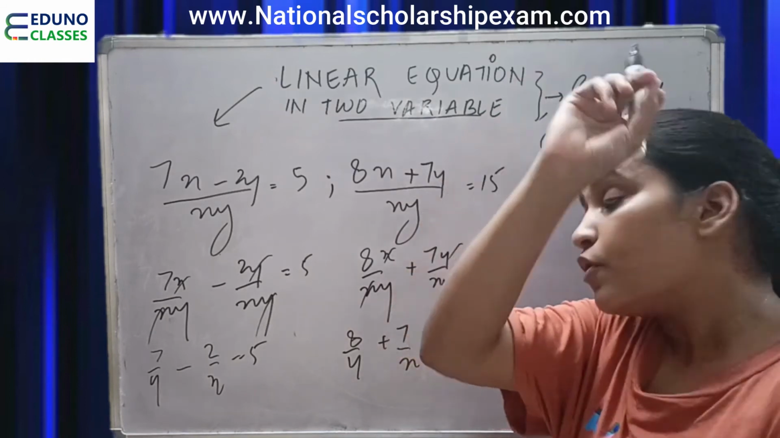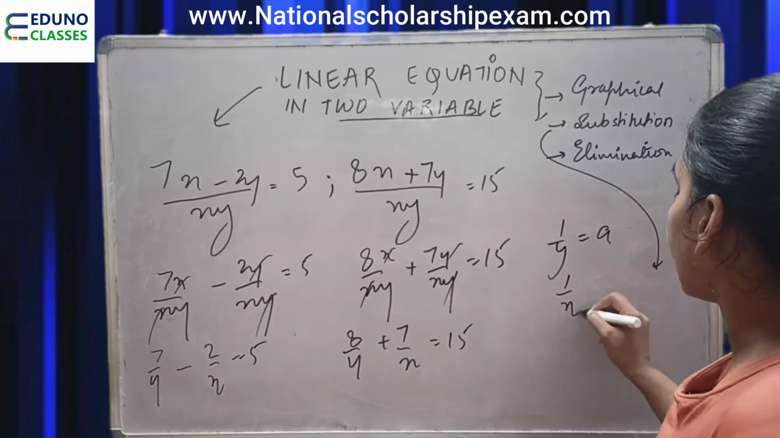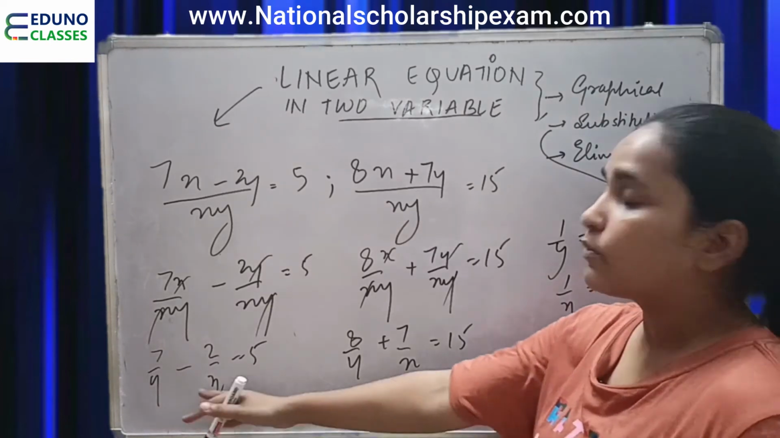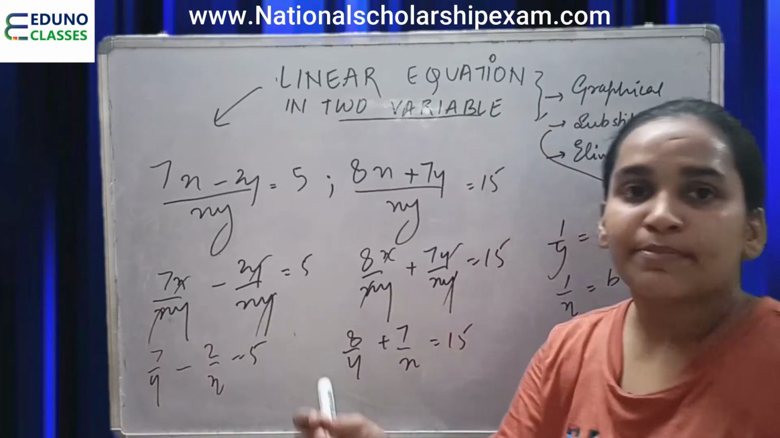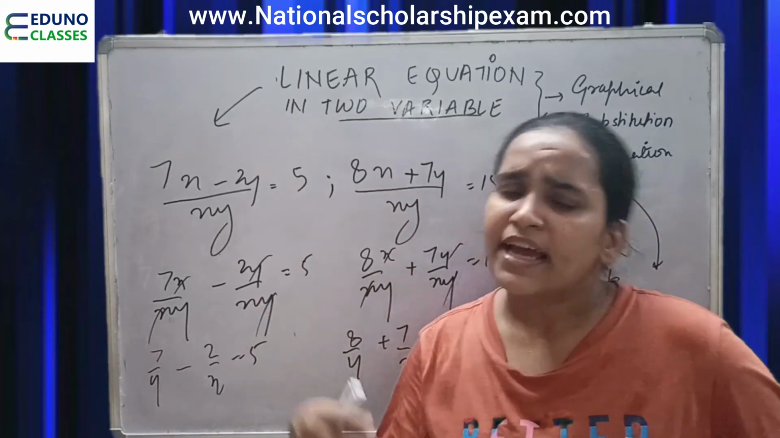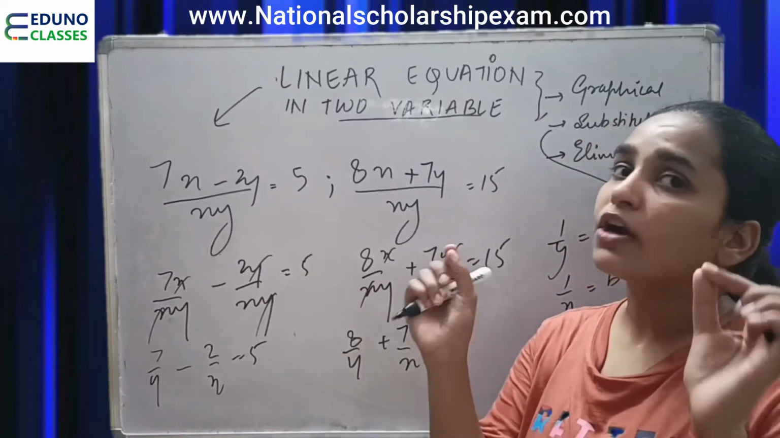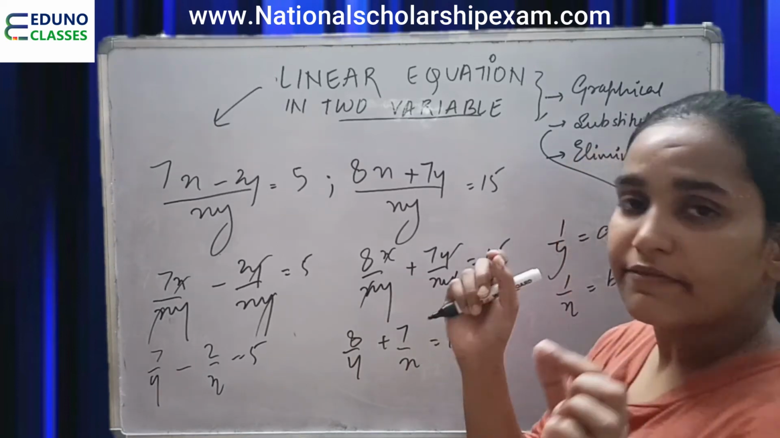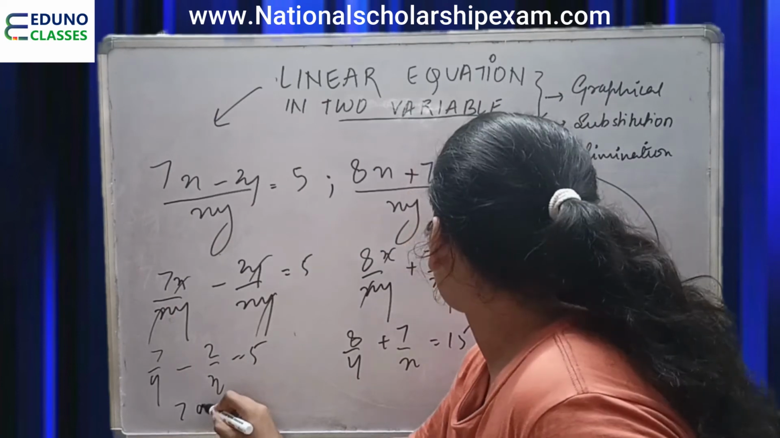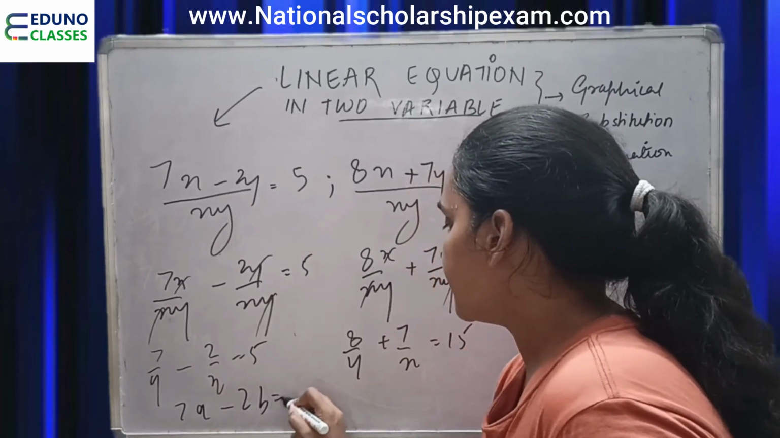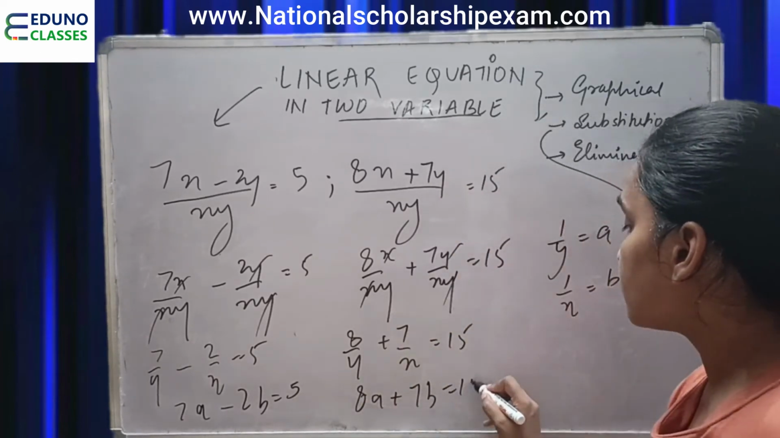Now, if we suppose that 1 by y is a and 1 by x is b, then this equation will become a linear equation. Because what is 7 by y? 7 by y is ultimately 7 into 1 by y. We have replaced as per our convenience 1 by y is equal to a, and we will not forget this. We will not forget that we have replaced it. We will use it in the further process. Now this becomes 7a minus 2b is equal to 5. 8a plus 7b is equal to 15.